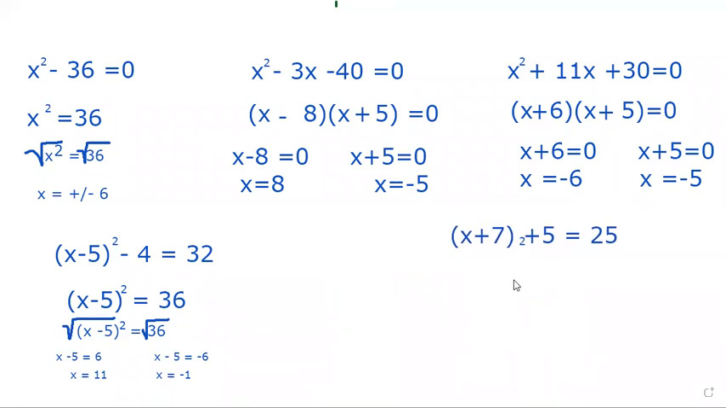So we have to remember just to stay disciplined and continue using our rules. Now in this last problem, we want to check out, we have x plus 7 squared plus 5 is equal to 25. The first thing that should stand out is the plus 5. So what do we need to do with this plus 5? We need to subtract it from both sides. So we're going to have x plus 7 squared is equal to 20.